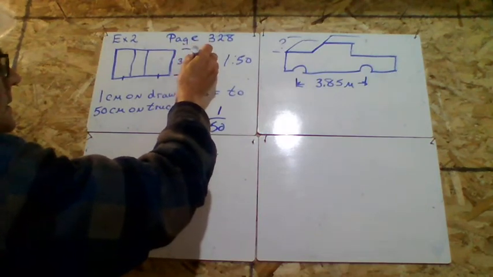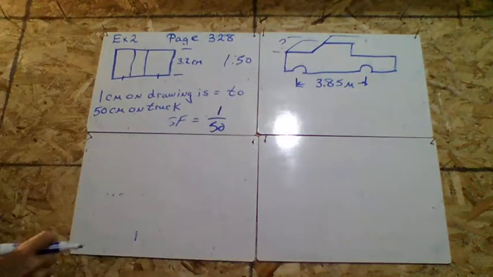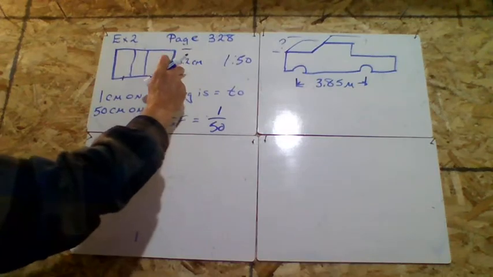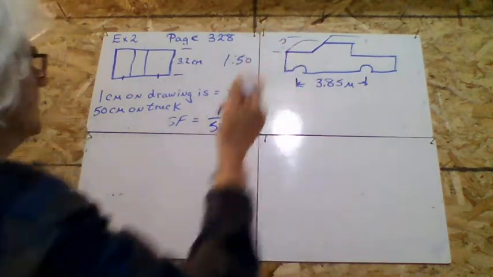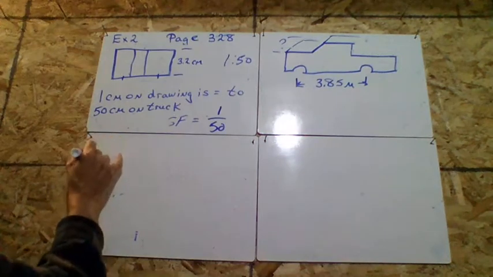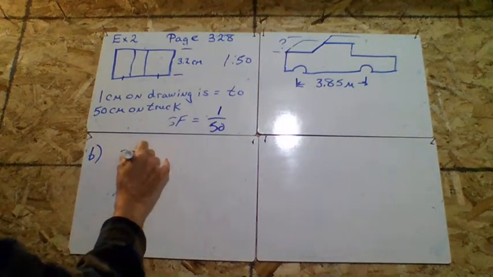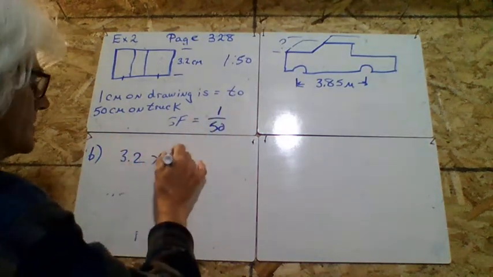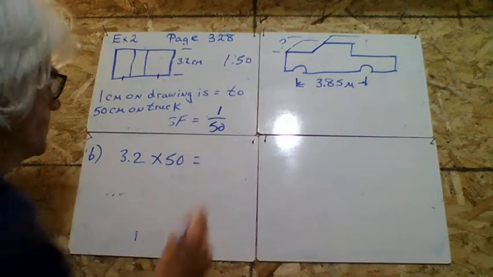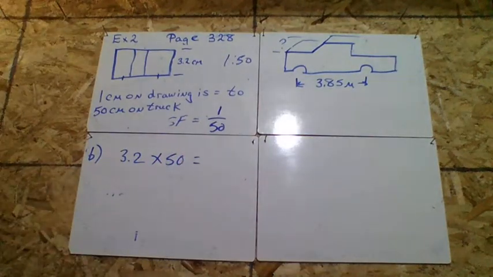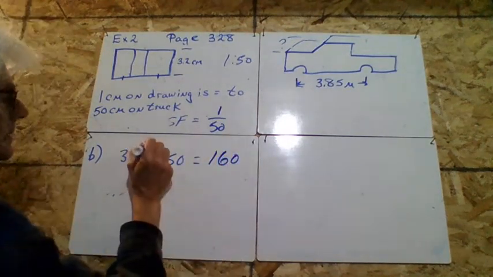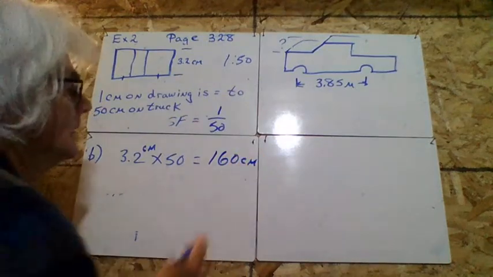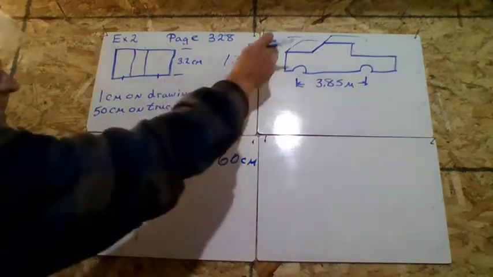3.2 centimeters. So I'm going to change that 3.2 centimeters to the truck, to here. What do we know? 3.2. We said it's 50 times larger. 3.2 times 50. And that'll get me 160. And this is centimeters, so that'll be 160 centimeters on the actual truck.